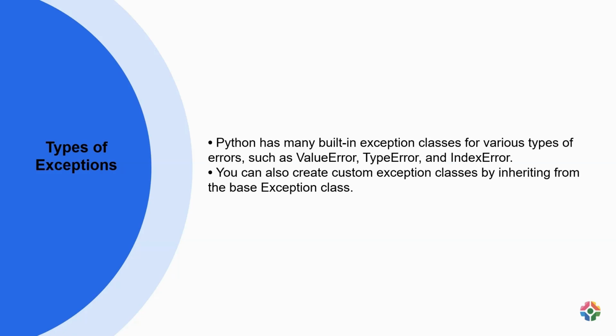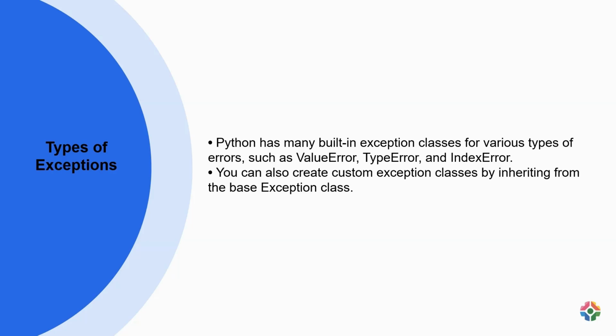In addition to the built-in exceptions, Python allows you to define custom exception classes by inheriting from the base exception class. This capability enables developers to create specific exception types tailored to their application's requirements. For instance, one might create a custom exception class named FileNotFoundError to handle issues related to missing files in a file processing application. By leveraging custom exceptions, developers can enhance the clarity and accuracy of error handling mechanisms in their Python programs.